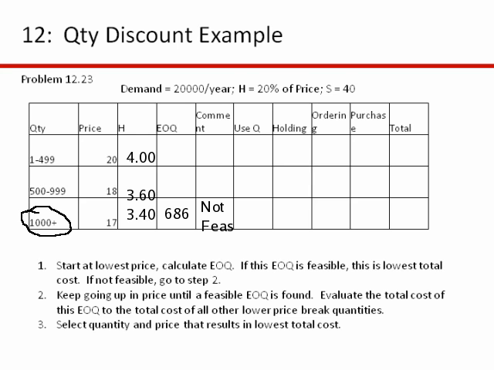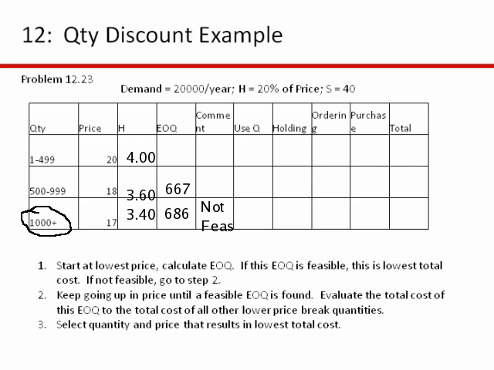All right. So the process says I have to keep going up in price until I find a feasible EOQ. So let's look at the $18 price now. The $18 price is going to be the square root of 2 times 20,000 times 40 divided by $3.60. And so we get our EOQ of 667, excuse me.